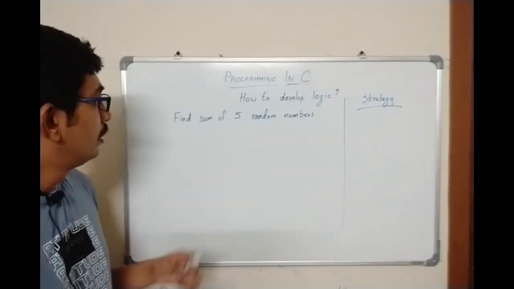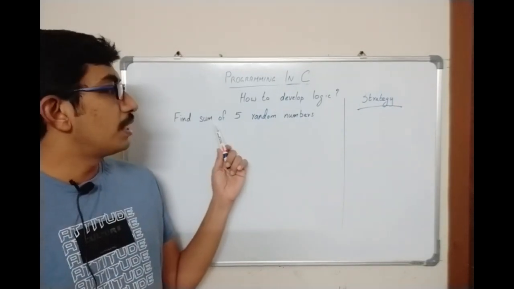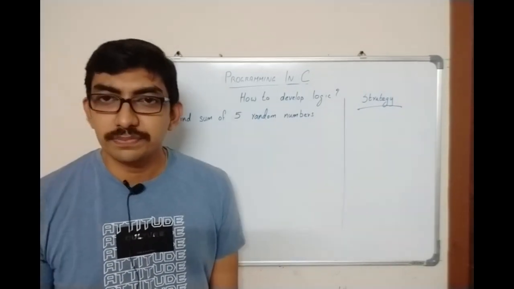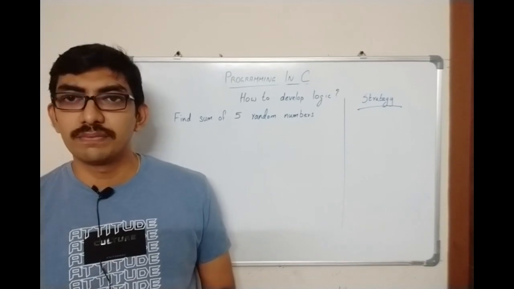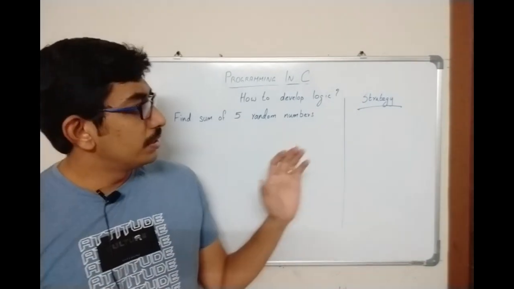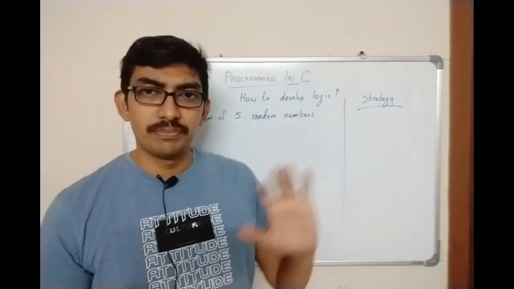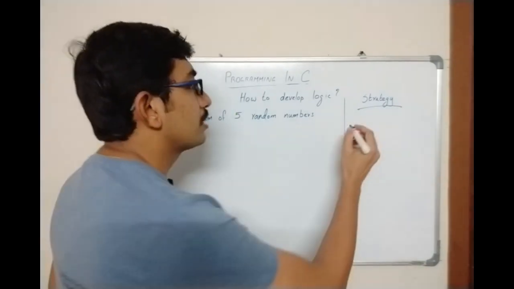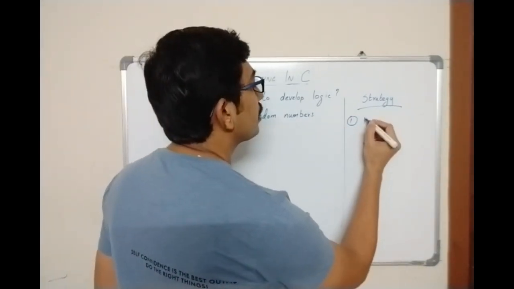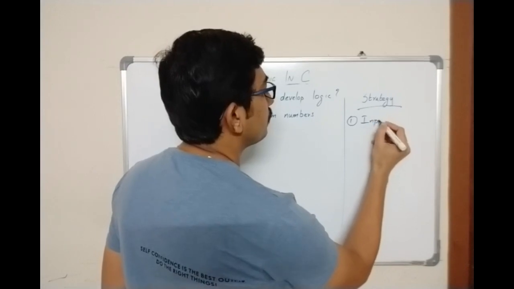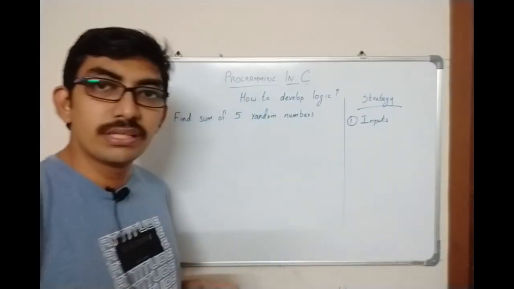So the first question is to find the sum of 5 random numbers. Before writing a code, we'll have a strategy where we'll be discussing some points. The first thing is to identify the inputs. So you'll be identifying the inputs.